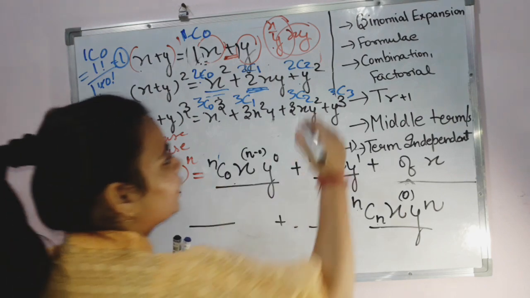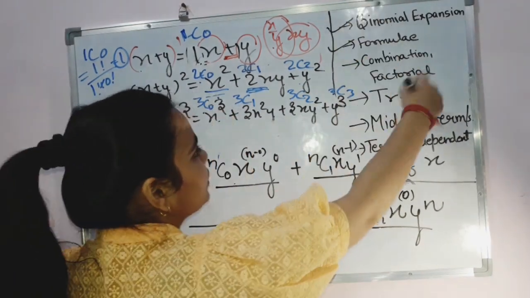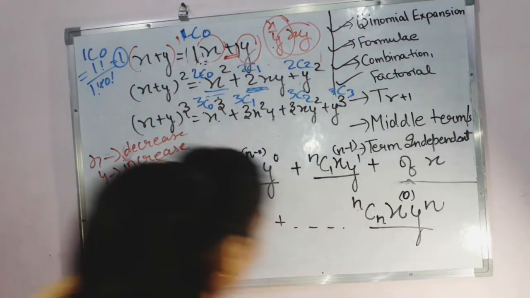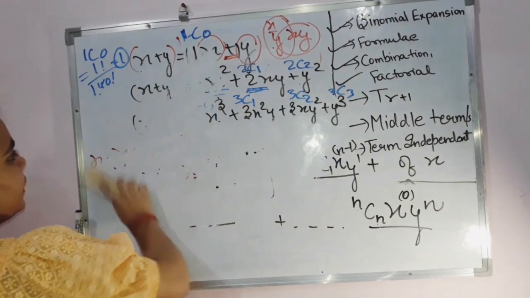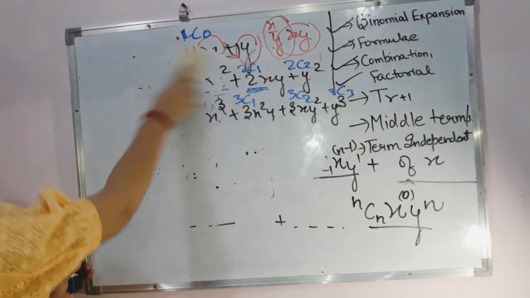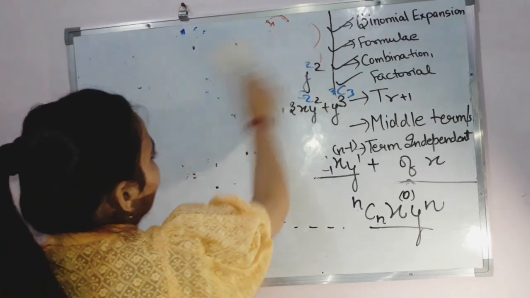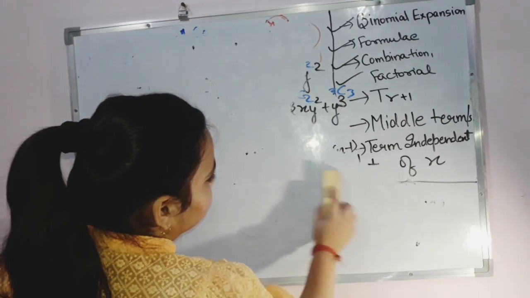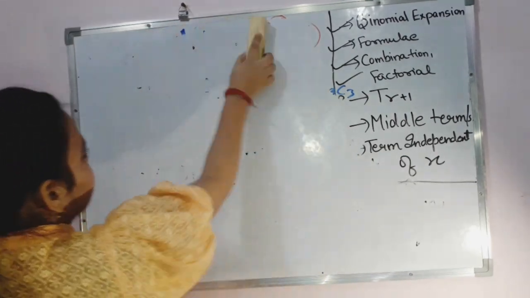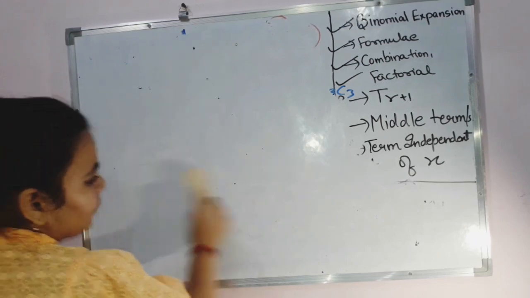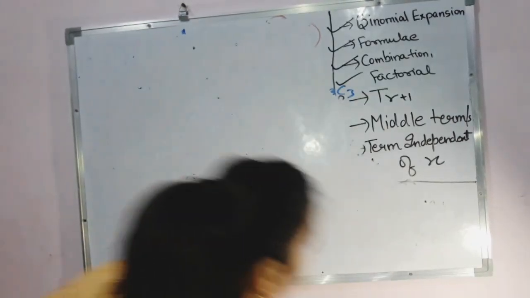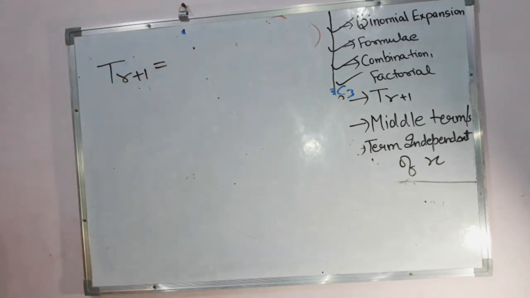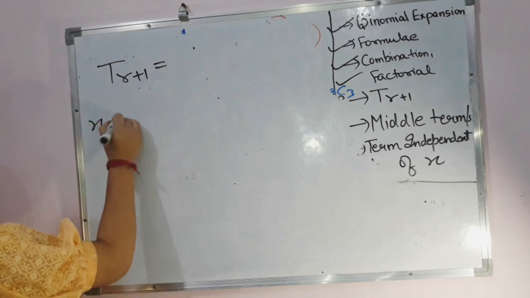This was the formula that we have seen. We have seen the binomial expansion. We have seen combination and factorial part also. Now, with this formula that we have seen, let us quickly see now what will be the r plus 1th term. What will be our r plus 1th term? So, let us see what is going to be our r plus 1th term. So, t r plus 1 I can write it as r plus 1th term. Now, what was the formula? Just recall it.